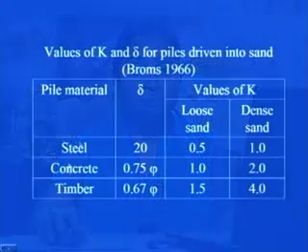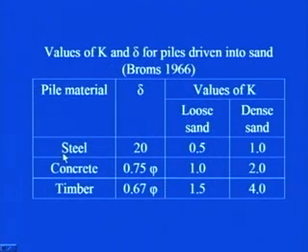However, the values of K and delta for piles driven into sand given by Broms 1966 are as follows. For pile material steel, delta in degrees is 20 degrees. For loose sand, the value of K is 0.5, for dense sand it is 1. For concrete, delta is 3/4 of the angle of internal friction of soil, and then in case of loose sand, the value of K is 1, however, in case of dense sand, the value of K is equal to 2.